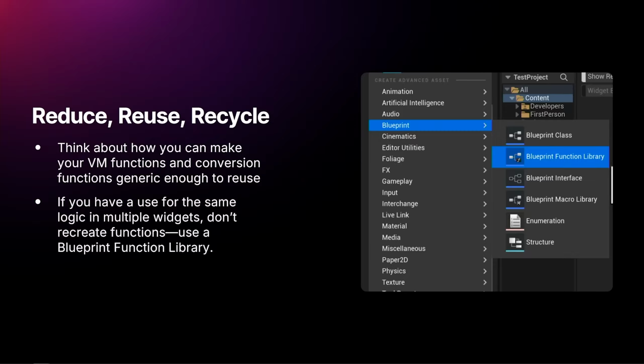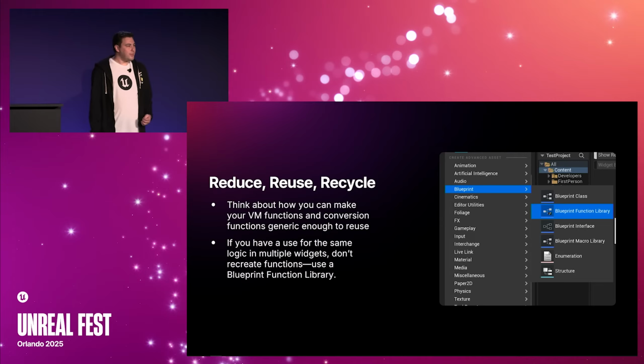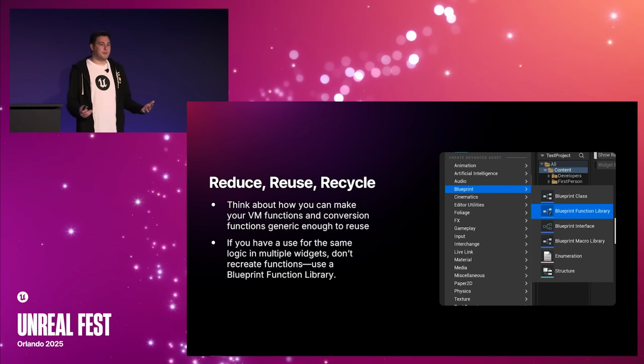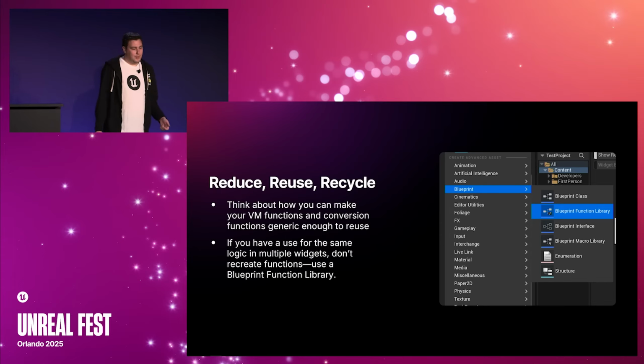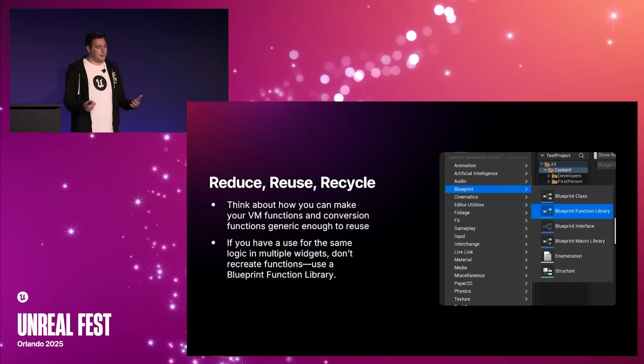The larger that your UI grows and the longer that you plan to support it, the more important that reusability becomes. Reusing functions within your widget is great, but if you want to go above and beyond, then you can create a blueprint function library. By creating your custom conversion functions in there, you can reuse them across multiple different widgets, and you only have to update in one place if you need to make a change.